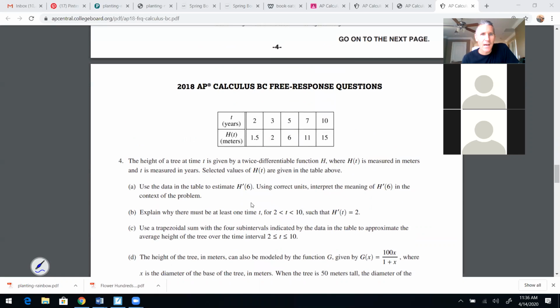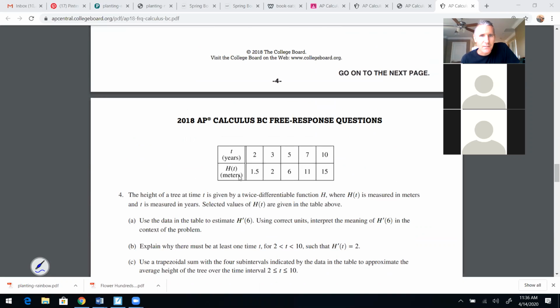Number 4, we have the height of a tree at time t given by a twice differentiable function h. H is measured in meters and t is in years. Selected values of h are given in the table above. So you'll see that for the years, we have going from 2 to 3, from 3 to 5, from 5 to 7, and from 7 to 10. So the delta t, or the change of the time, is not the same. So that's a 1-year difference. It's a 2-year difference, a 2-year difference, a 3-year difference.